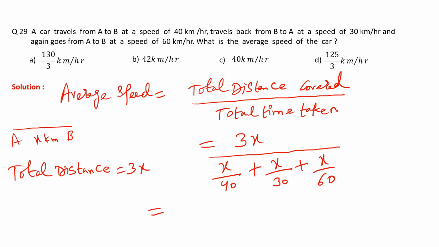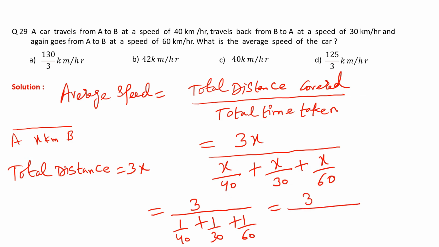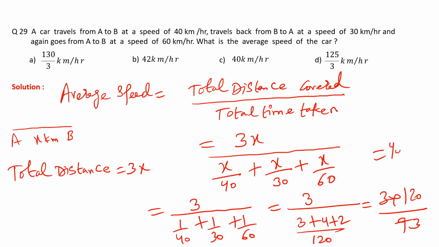X will come common from the denominator and cancel with the x in the numerator. So it will become 3 upon 1 upon 40 plus 1 upon 30 plus 1 upon 60. If I take the LCM in the denominator, it becomes 120 as LCM, and here I will write 3 plus 4 plus 2. So now this becomes 3 into 120 divided upon 9, or we get the final answer as 40 kilometer per hour. Right? Now C is the right option. Now we move to our next problem.